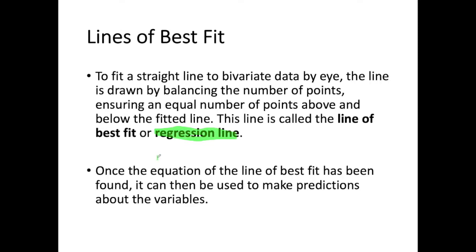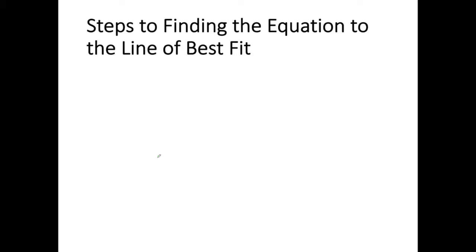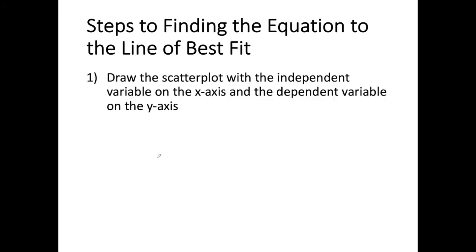Once the equation of the line of best fit has been found, it can be used to make predictions about the variables. So the steps for finding the equation of the line of best fit: if the question hasn't given you a scatter plot, draw a scatter plot with the independent variable on the x-axis and the dependent variable on the y-axis. So you need to make sure you have a scatter plot to start off with. Sometimes it'll be provided to you in the question. Other times you will need to draw one yourself.